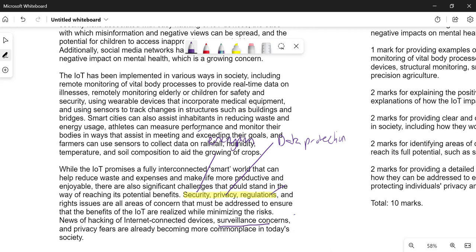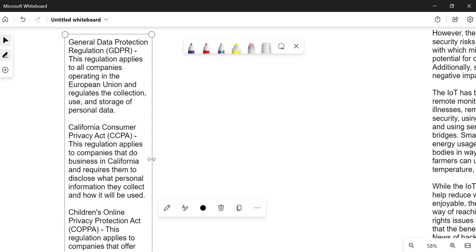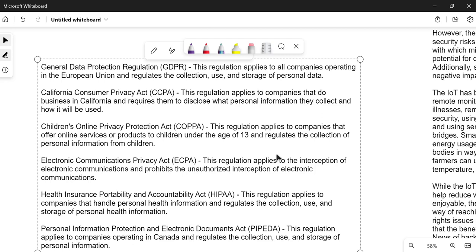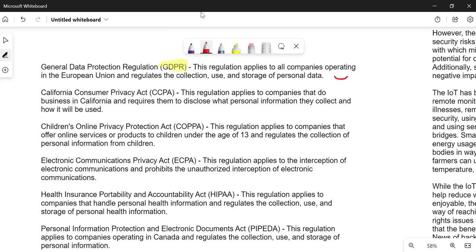To get better marks, I'll probably mention specifics about different privacy and regulations. So let me just paste in these. All of these different regulations that we could use as an example. So GDPR, which is used in the EU, means that all companies have to follow certain rules with protecting your data and not selling it, etc. Selling and protecting. That's a big one.